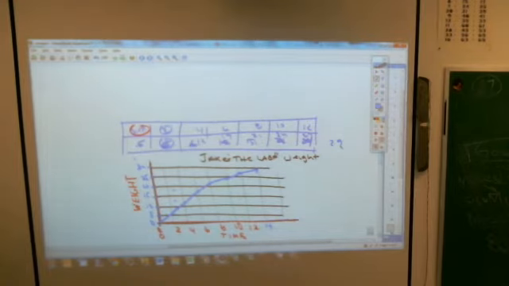From 98 to 99, they went up $2,000. Yeah, 97 to 98, it looks like it went from 7,000 to 12,000. That's $5,000. That's a pretty good chunk of change.